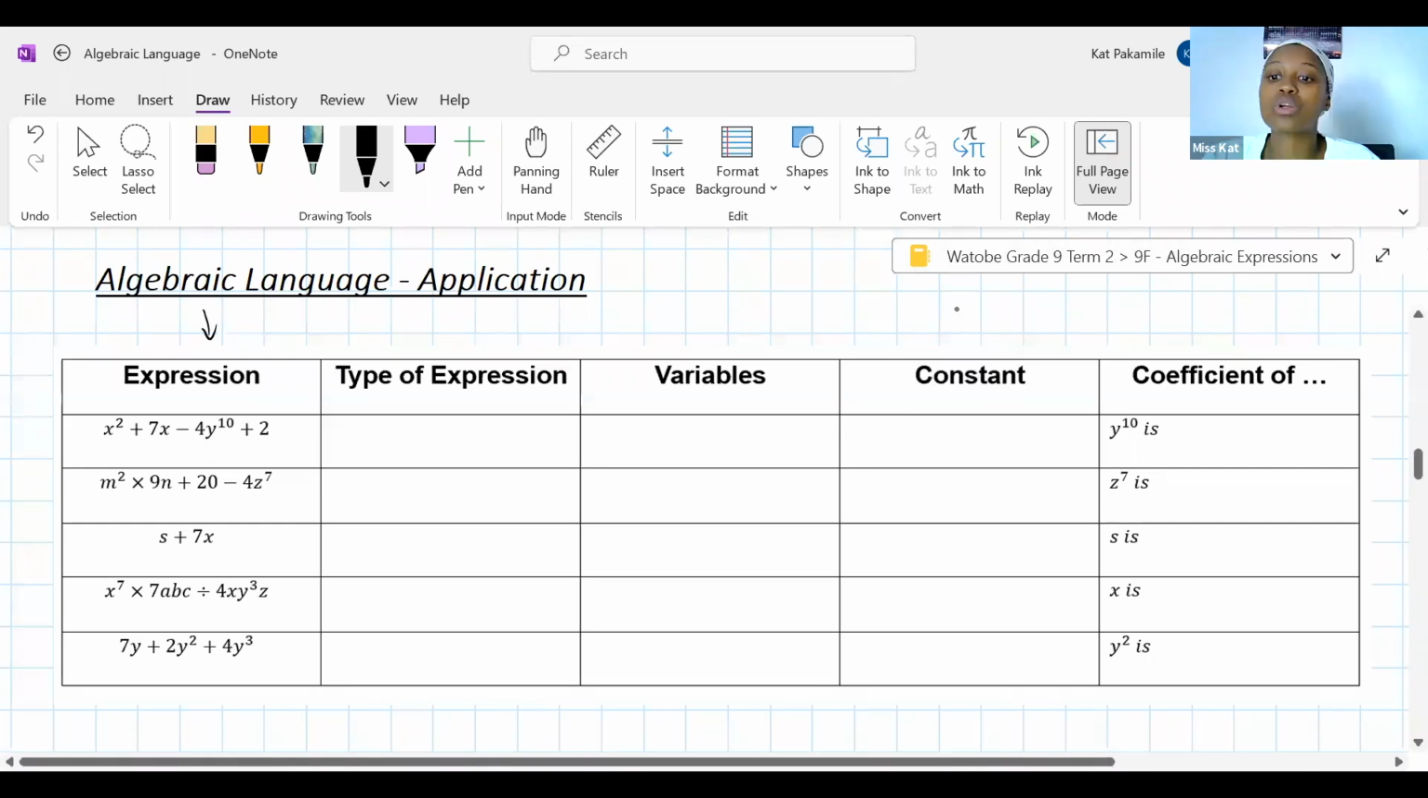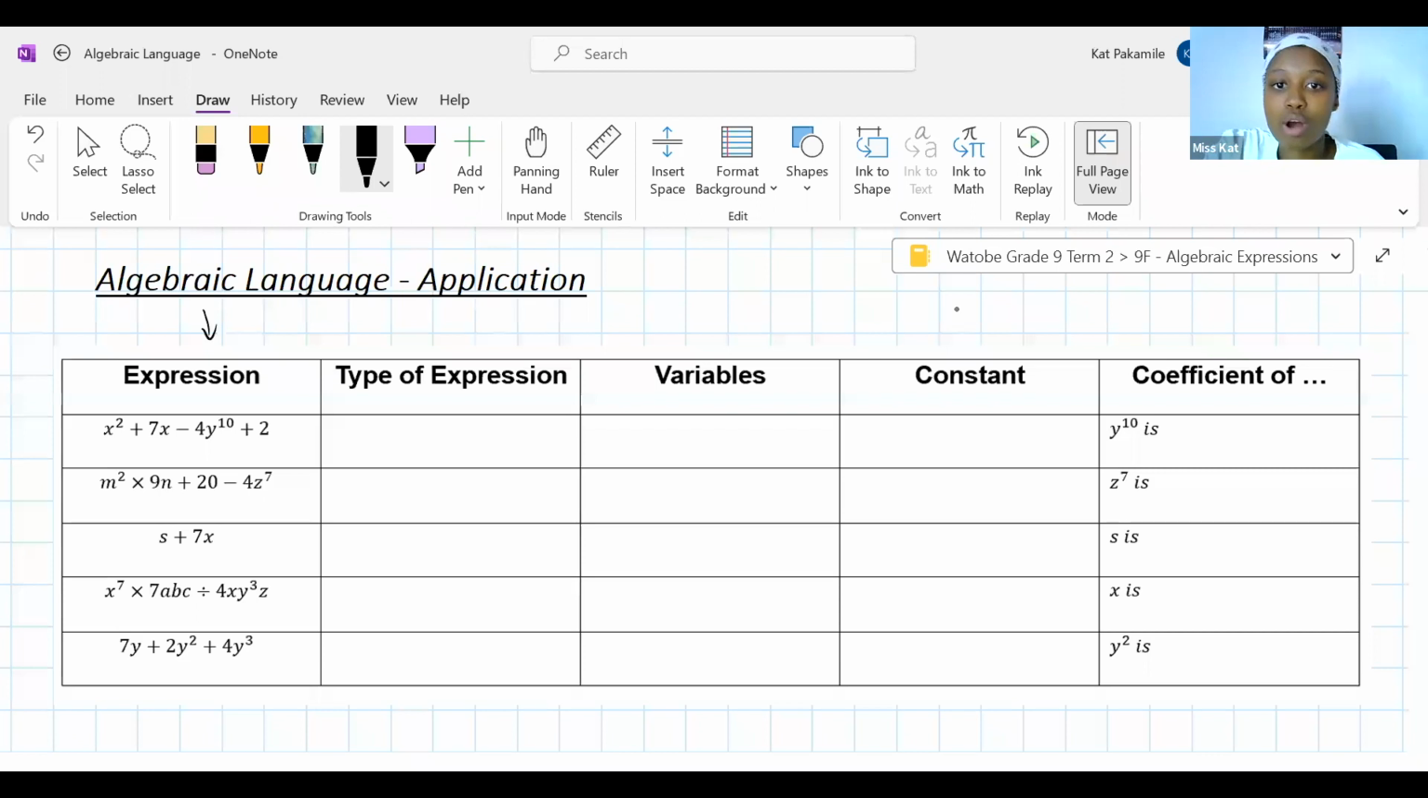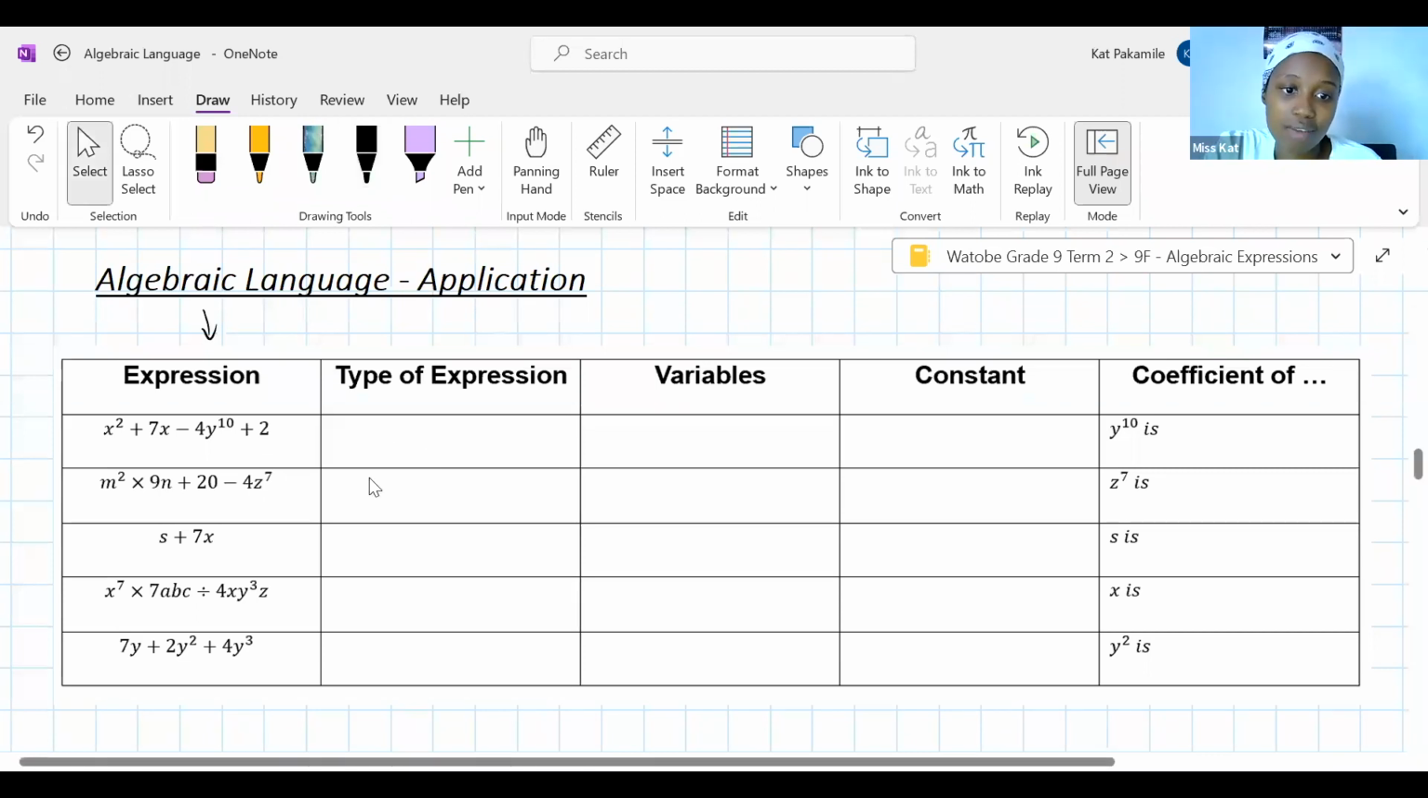So in the first one, you're going to tell me the coefficient of y to the power of 10, z to the power of 7, and so on and so forth. I only have 2 hands, yet I have 1, 2, 3, 4, 5 expressions.